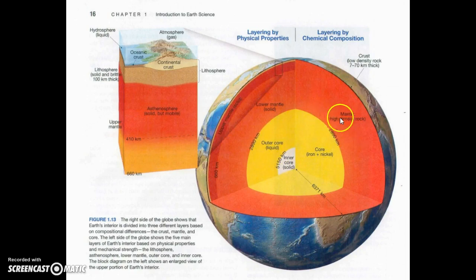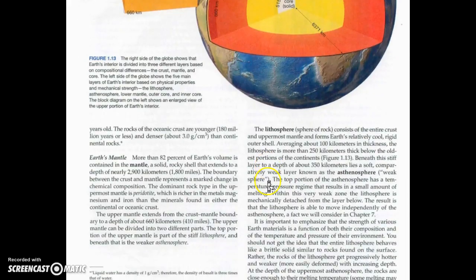It has a large section of mantle. The Earth is mostly mantle. And then it has a thin outer rocky crust. It has both oceanic crust and continental crust. And we'll be studying this in depth.